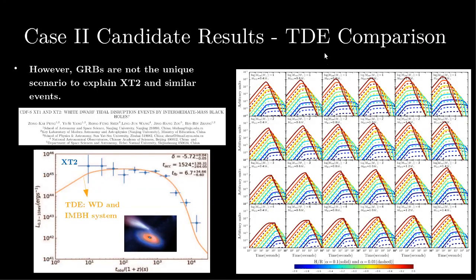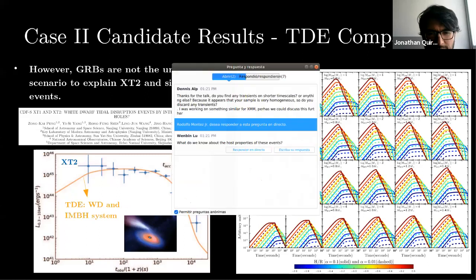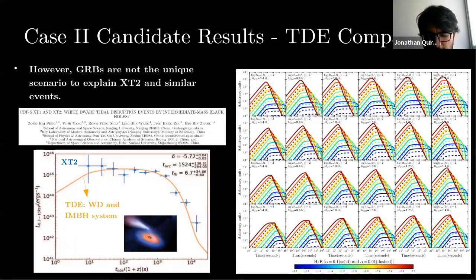Do you find any transients on shorter time scales or anything else? Because it appears that your sample is very homogeneous. So do you discard any transients? And this is from Dennis Alp, who also notes that they are working on something similar for XMM, and perhaps you two can discuss that further. Yeah, I remember the paper of Alp et al. Yes, they discovered a new sample of 20 new X-ray transients in XMM, and some of them related with shock breakouts.